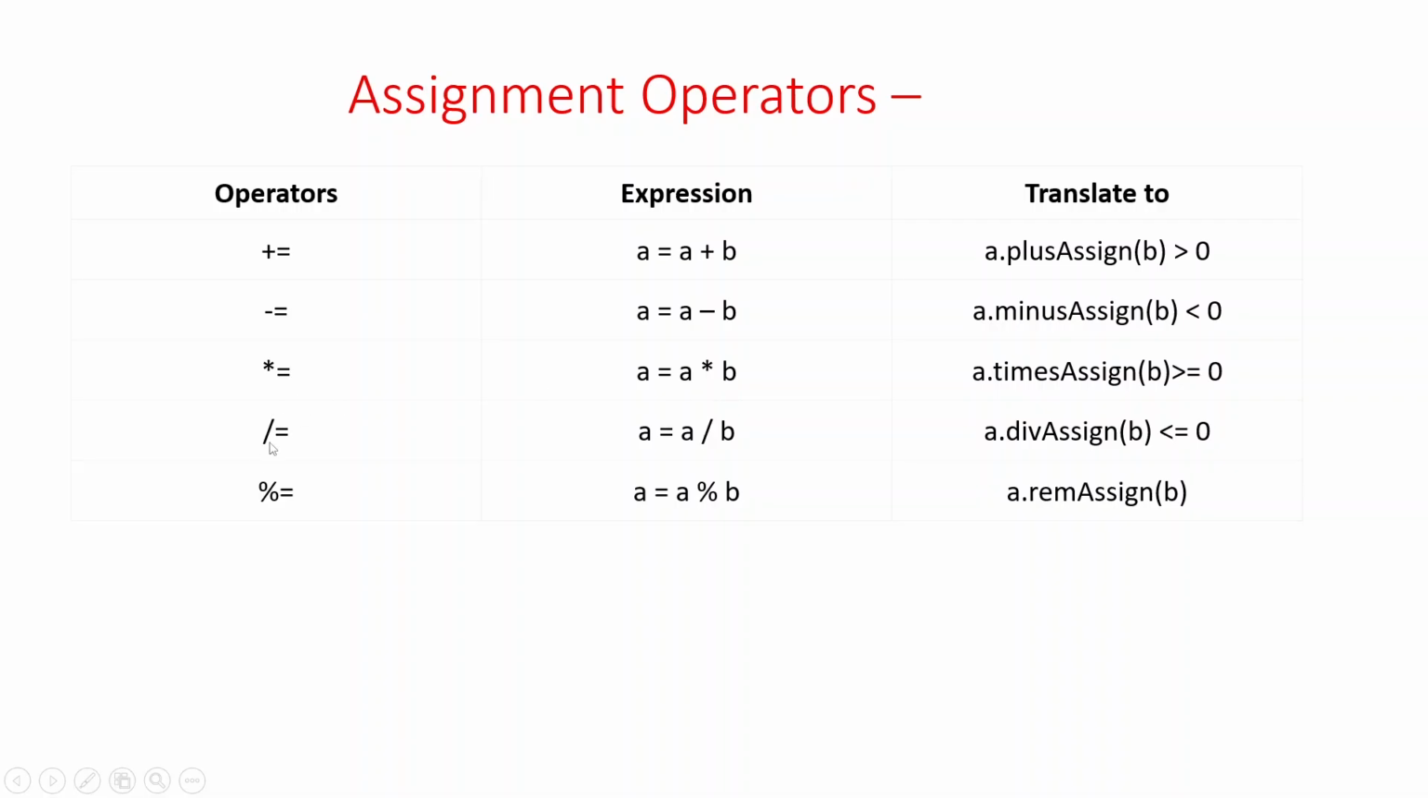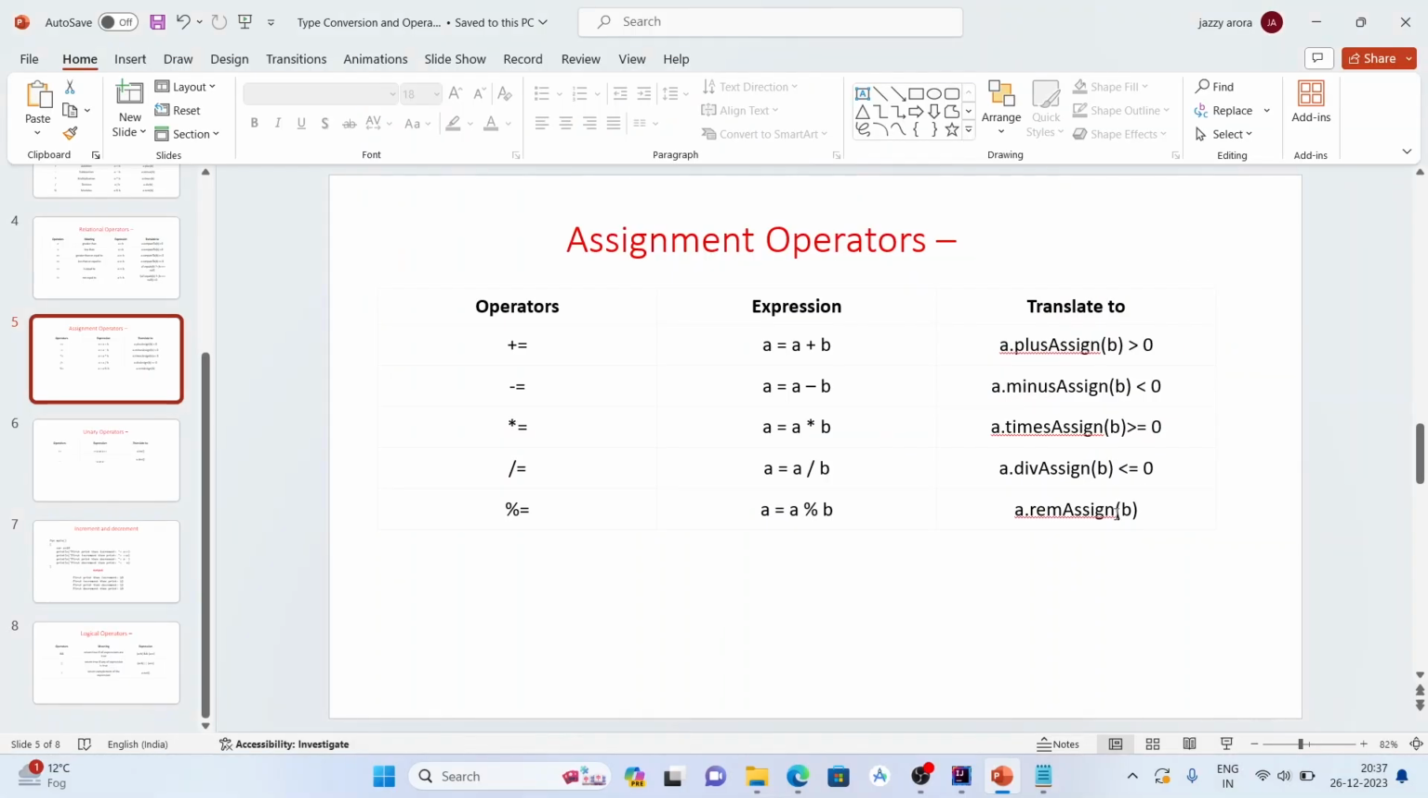Next one is division assignment. A single equal is called assignment, the double equal to is called equal to. That is A assign A divided by B. Modulus assign, that is A assign A modulus B, which translates to A dot remainder assign B. Let's do some practical.